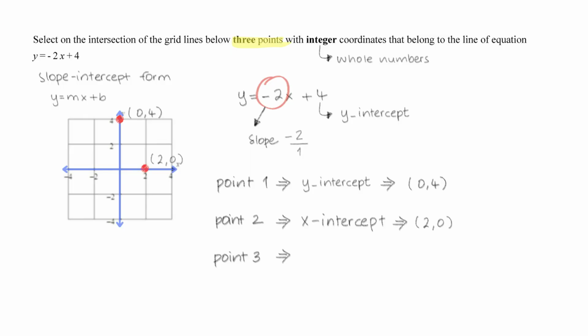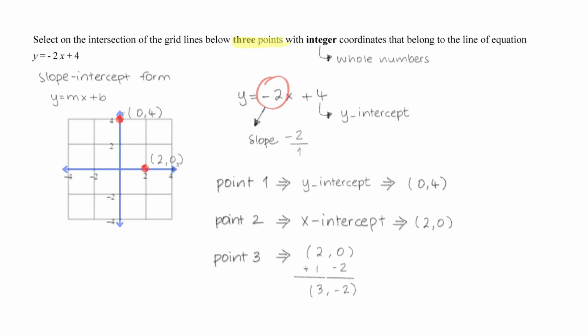As for the third point, use the slope to find the last point. So we know that we can move 1 step to the right and 2 steps down. Let's start from the x-intercept, (2, 0). Add 1 to the x value 2. 1 plus 2 is equal to 3. Add negative 2 to the y value 0. Negative 2 plus 0 equals negative 2.